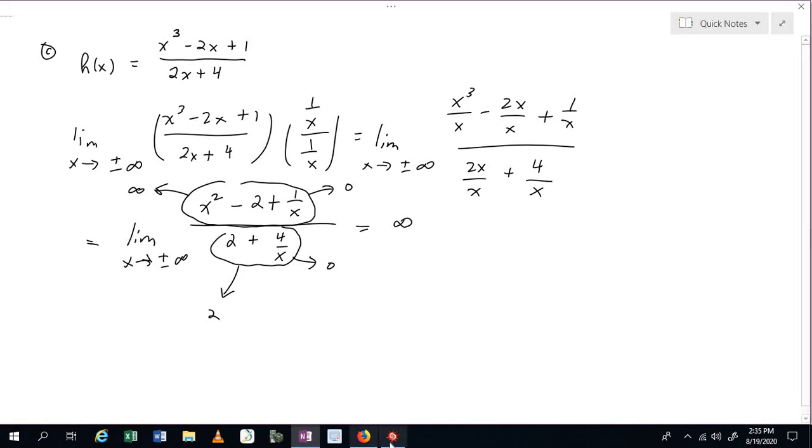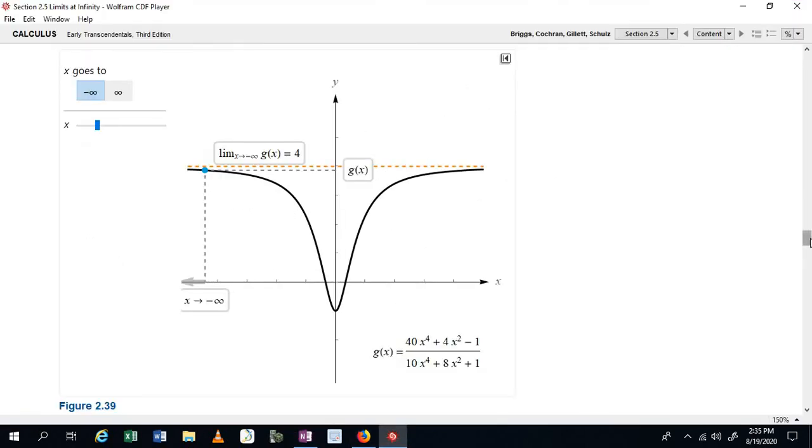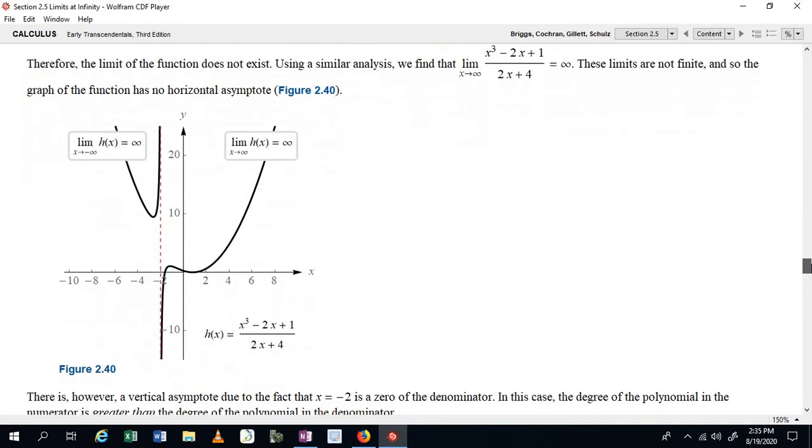So let's look at the graph and see if it matches that. Okay, so here's the graph of the function, and I think you can see, look, as x is heading towards infinity, the y value is heading towards positive infinity as well, and as x is heading towards negative infinity, the y value is heading towards positive infinity as well. So the end behavior for this function is up on both sides.